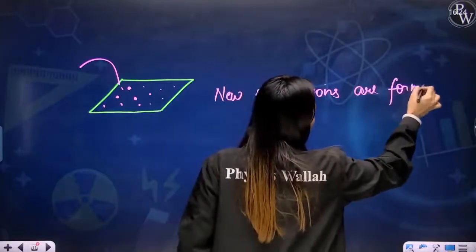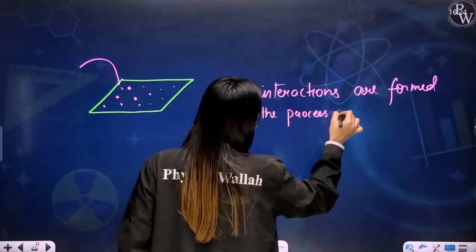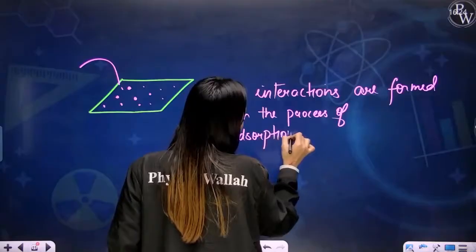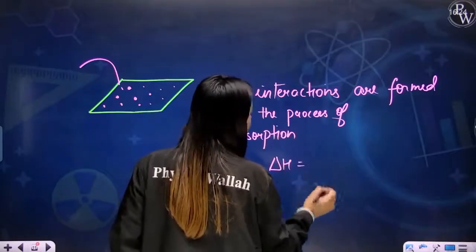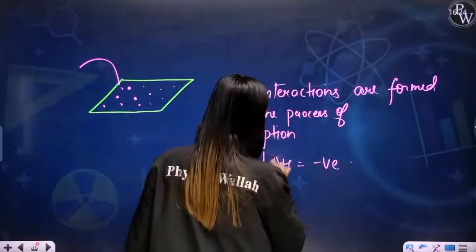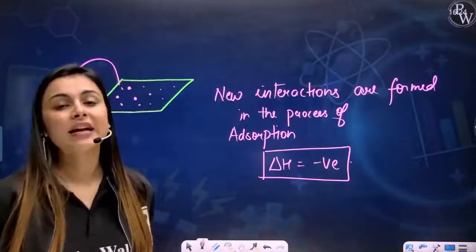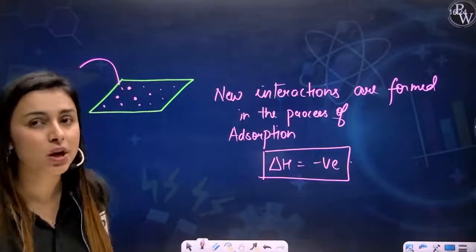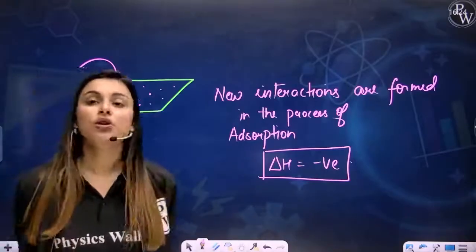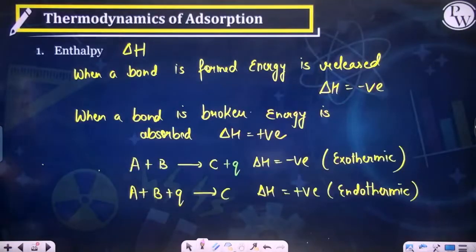New interactions are formed in the process of adsorption. And since new interactions are formed, delta H will be negative, because whenever a new bond is formed, energy is released. So in adsorption, my dear students, always and always the enthalpy change is negative because new interactions are formed. If you want to write it, please write it down and then we'll move forward.